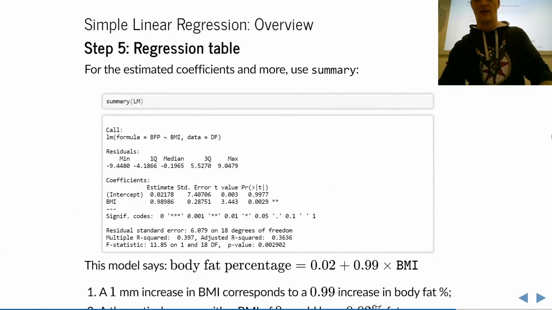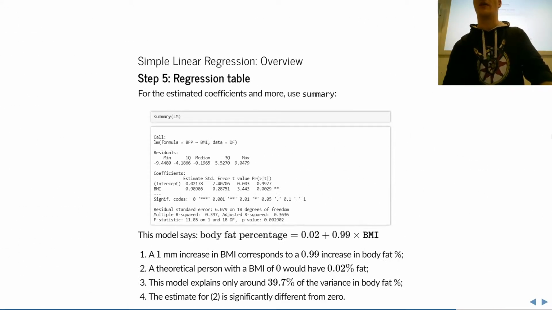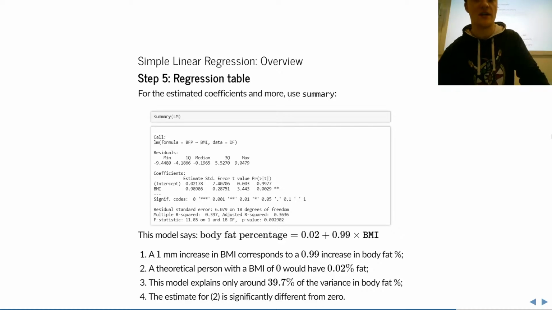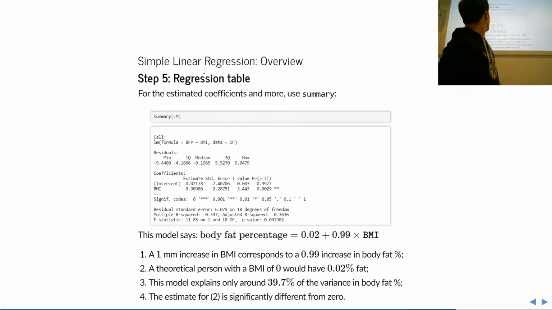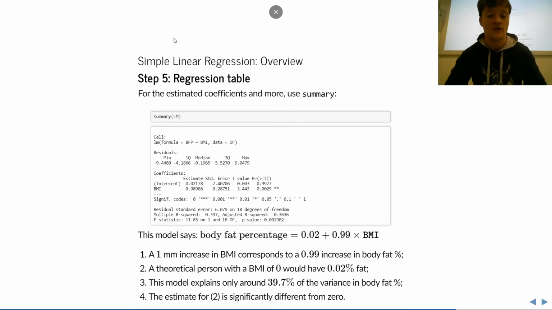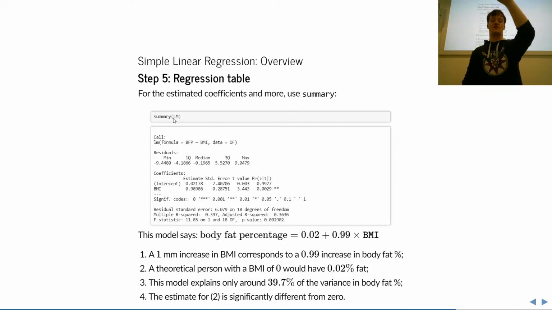Okay, then assuming all the assumptions were approximately met, we can actually look at the output of the linear model, and that's what I'm going to explain now. Is this readable? Okay. I will also say it out loud if it's a bit small. Is it too small? No. Okay. So here we have summary of LM. If you remember, I said LM is body fat percentage as a function of BMI.